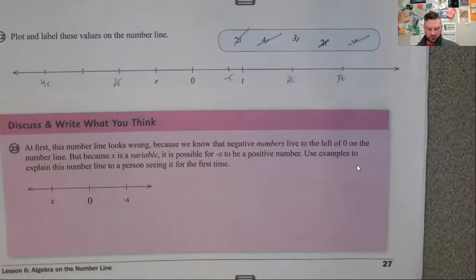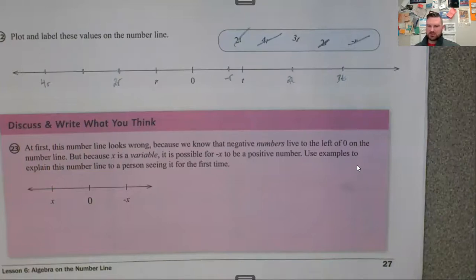Discuss and write what you think. It says, at first, the number line looks wrong because we know that negative numbers live on the left of 0 on the number line. But because x is a variable, it is possible for negative x to be a positive number. Use examples to explain this number line to a person seeing it for the first time.